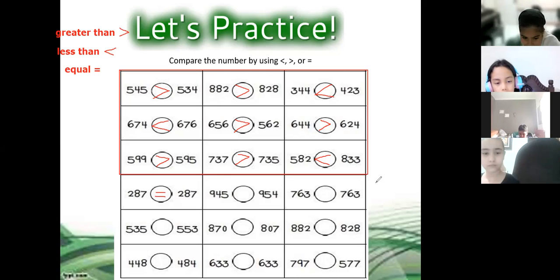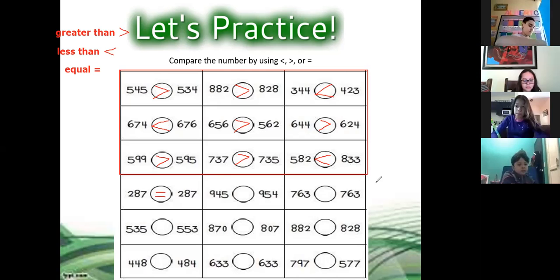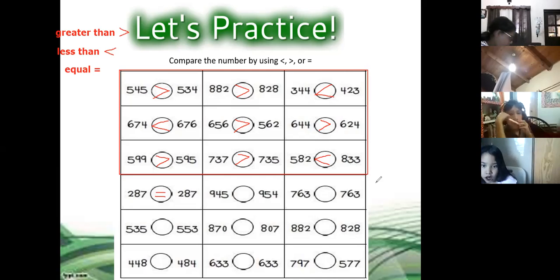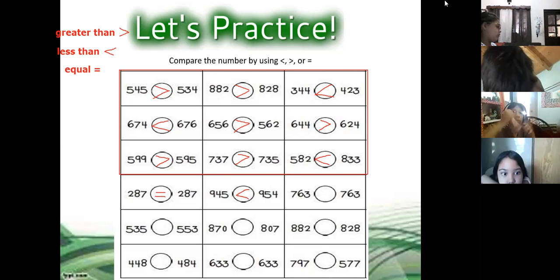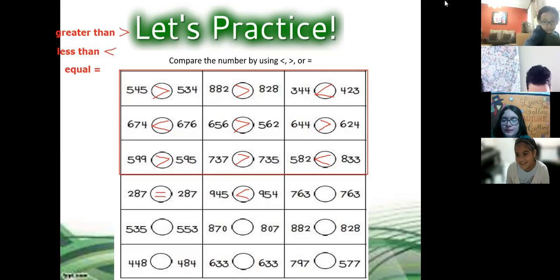Kaletrocious, read the next one. 6, 9, 45, 945. And 954. Less than. It's less than. That's right. 945 is less than 954. Excellent. Other volunteer. Who wants to try the next one?